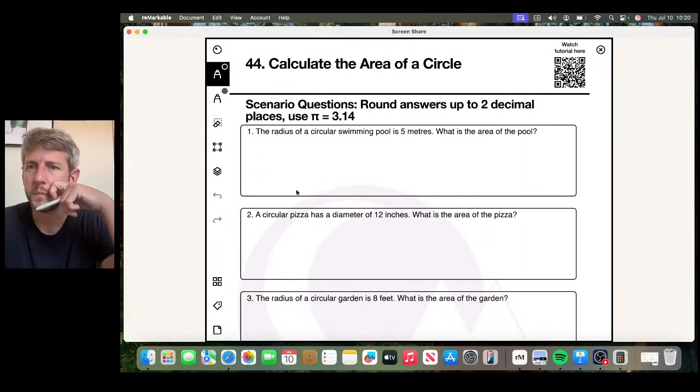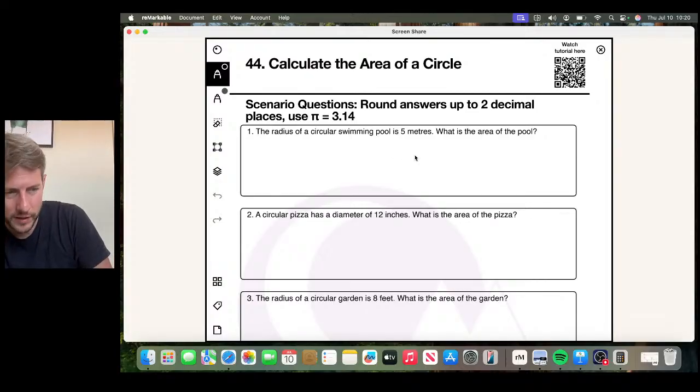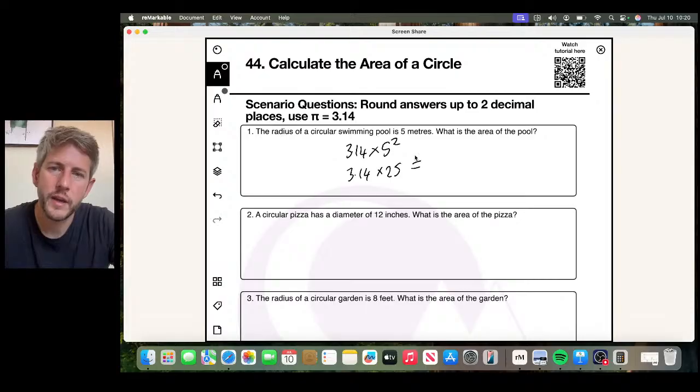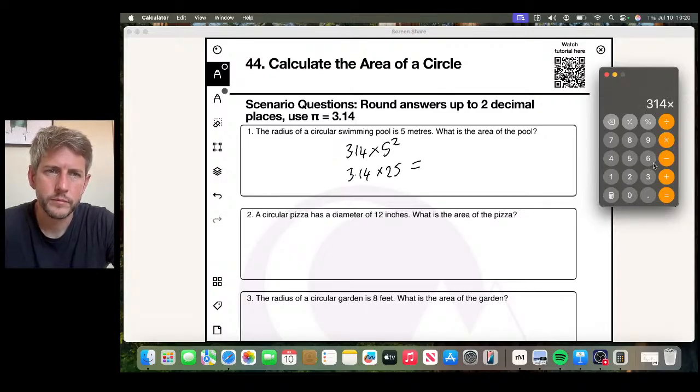Right. Question 1. The radius of a circular swimming pool is 5 meters. What is the area of the pool? Okay, so we've got 3.14 times 5 squared, which actually is 3.14 times 25. Okay, and let's work that out. Oh no. I missed the decimal.